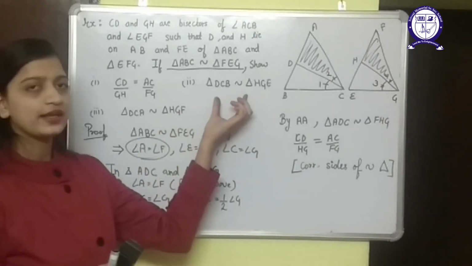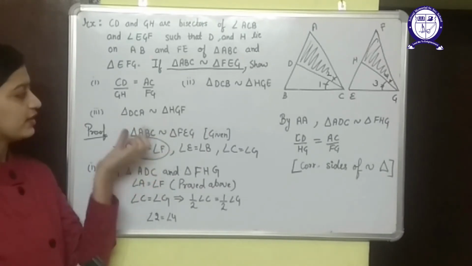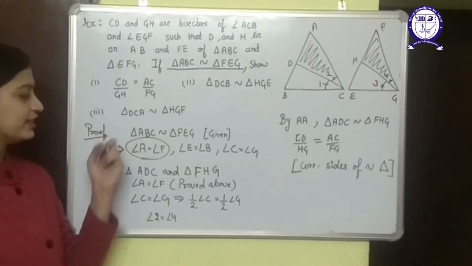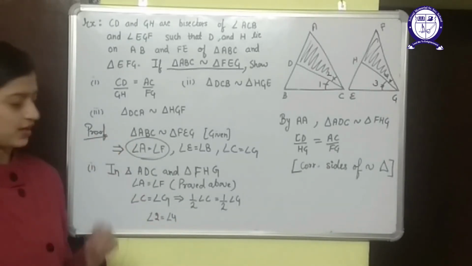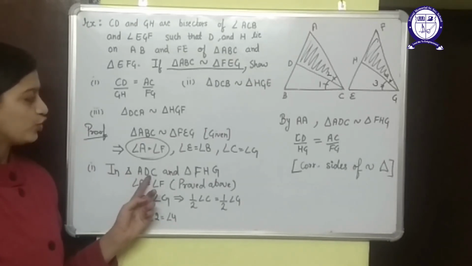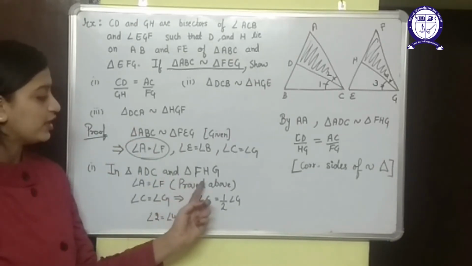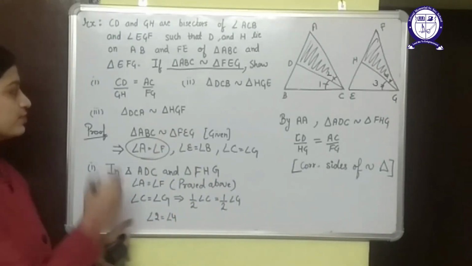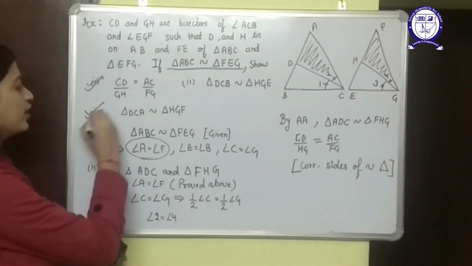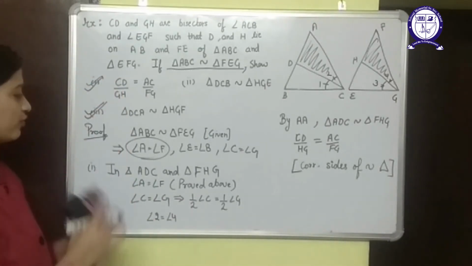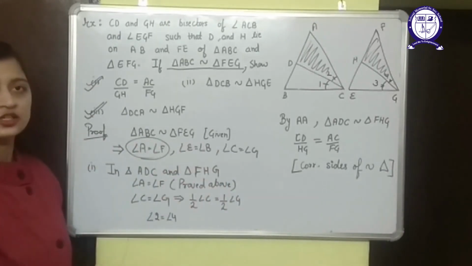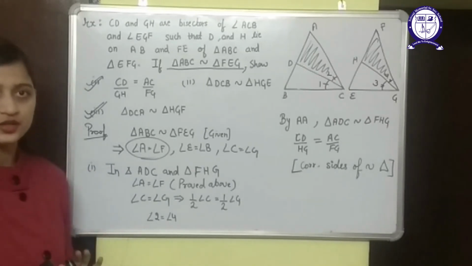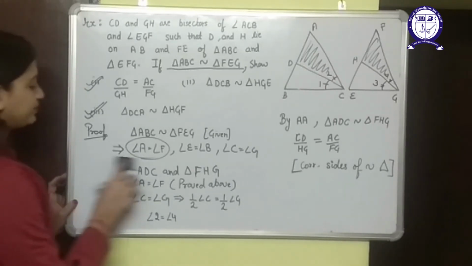Now before coming to the second part, look at the third part. Third part is triangle DCA similar to HGF, and you can see that in the first part I have already proved this thing. Triangle ADC, or you can say DCA, is similar to triangle FHG, that is HGF. So with this, my first part and third part, both of them are proved. So after doing the second part, you will write the third part and directly write this is already proved in first part.